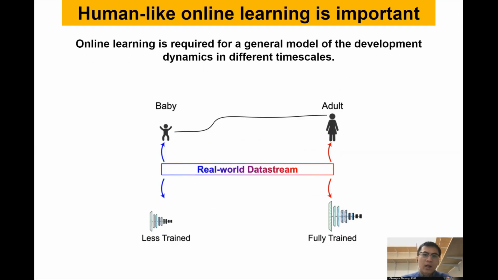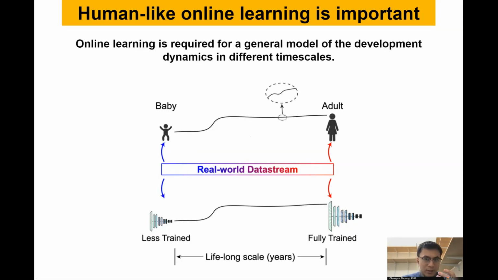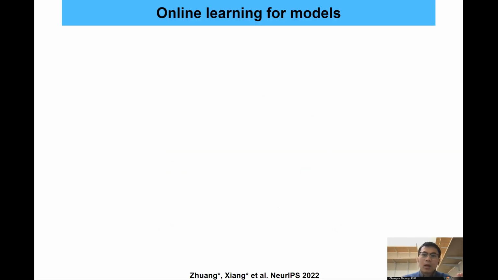In addition to that, online learning is also required for a general model of the development dynamics in different timescales. This is a developmental scale, like the lifelong scale in years. There is another timescale, which is the real-time scale in hours. So a correct model should also capture the dynamics in both of these two timescales. So how can we do that?